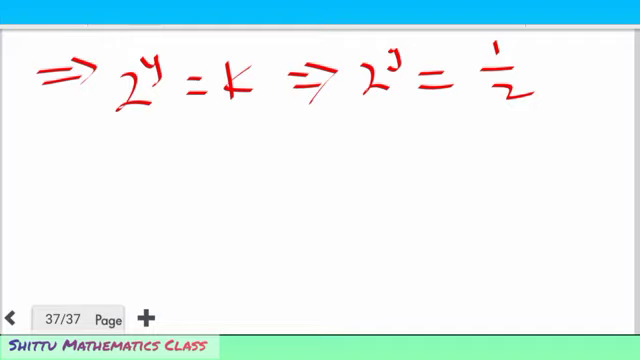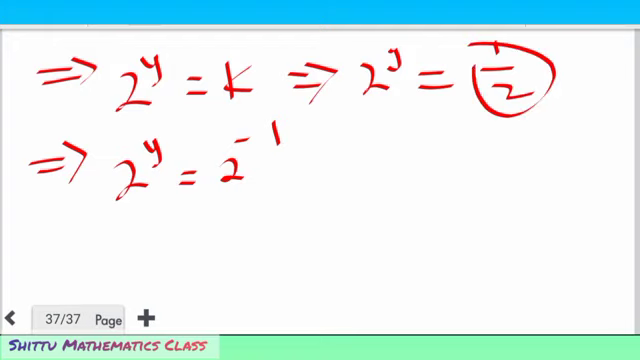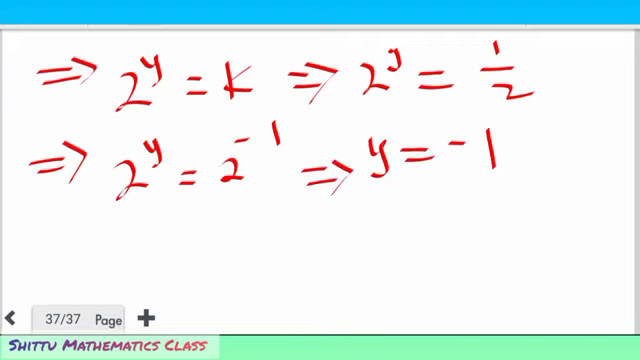Let's use the positive value first. 2 to power y is going to be 2 to power minus 1. I've written 1 over 2 in index form. Having that, we are going to have y equals minus 1. Because from the law of indices, whenever you have two equal bases on both sides of the equation, their powers are equated. So we equate the powers.